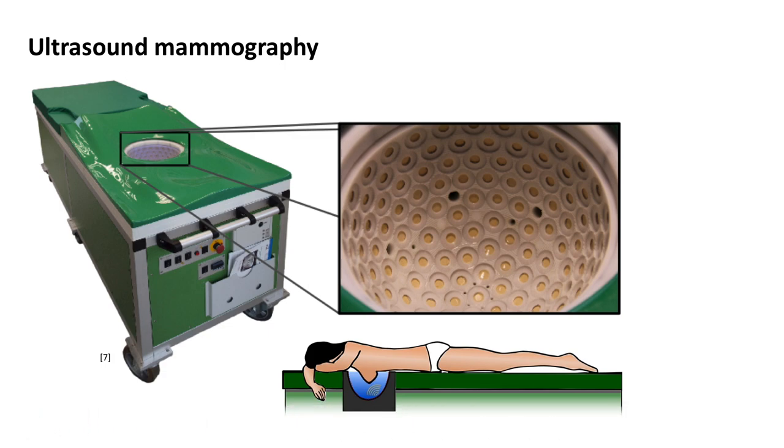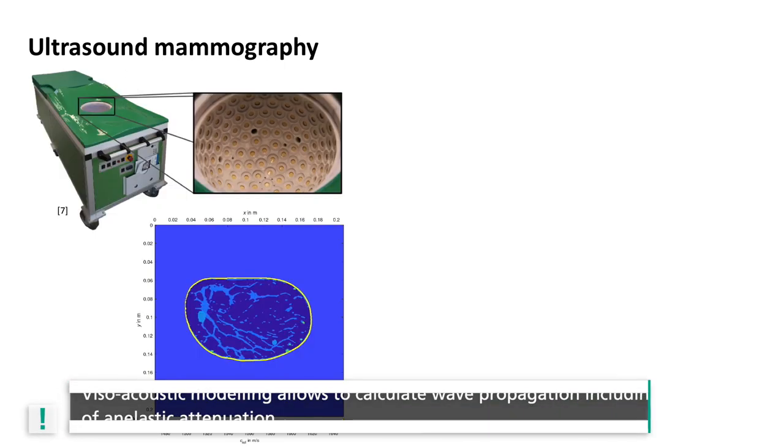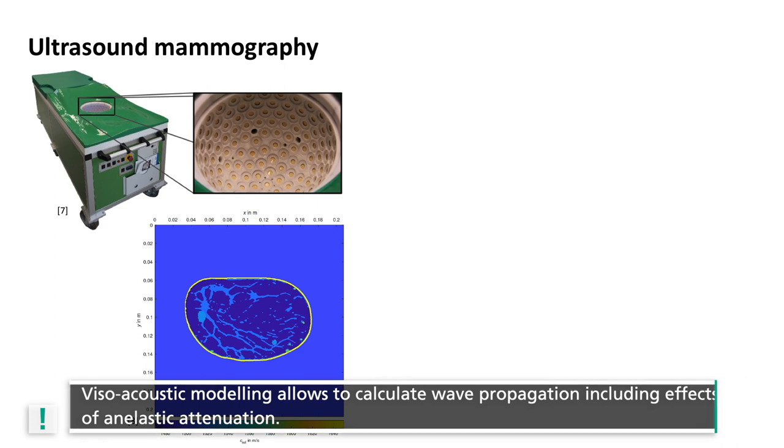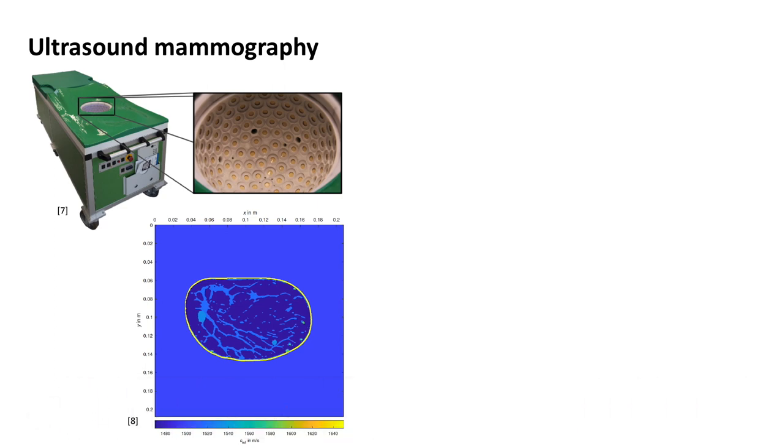Fabian Kühn analyzed the performance of FWI on 2D synthetic data. For this purpose, he forward calculated the wave field through a realistic viscoacoustic model of a human breast. Viscoacoustic modeling allows to calculate wave propagation including effects of anelastic attenuation. Around the model, 16 equally spaced sources and 256 receivers were placed. He inverted those synthetic data using FWI to reconstruct the original model.